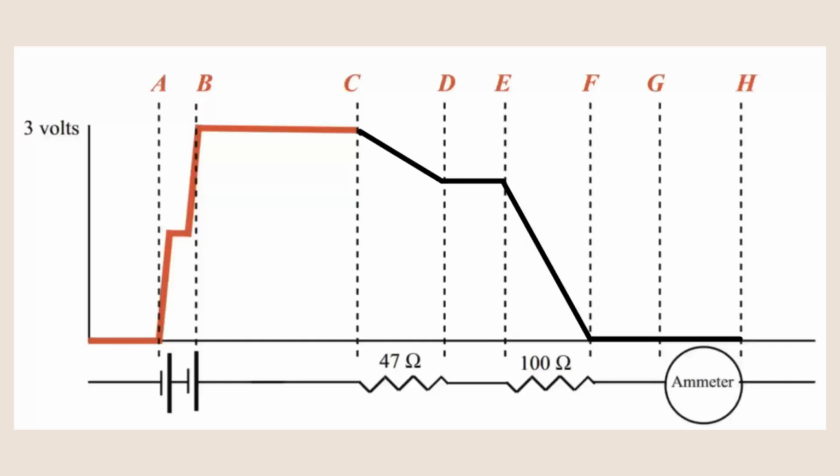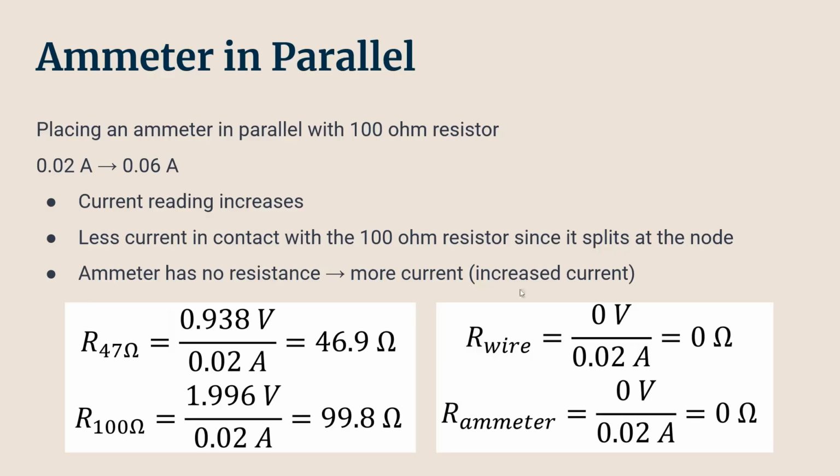Here is an approximate graph of the potential versus the position around the circuit. In the 100 ohm range, the electric field is large, so the slope is steeper compared to the 47 ohm range, and eventually the volts go to 0 in the F to H region.